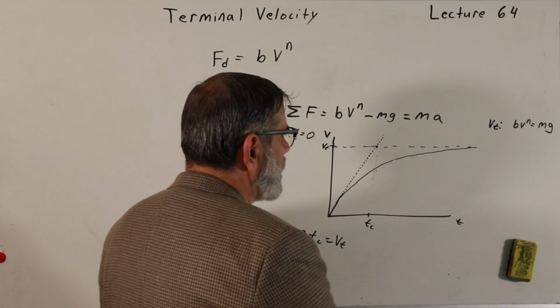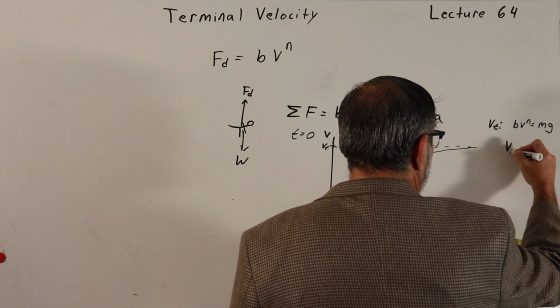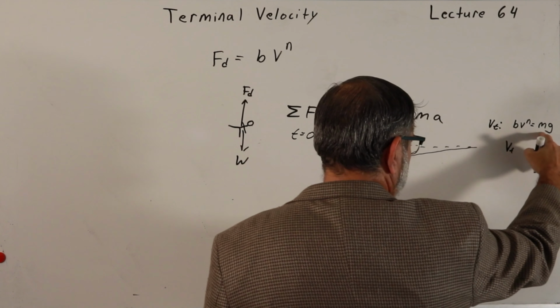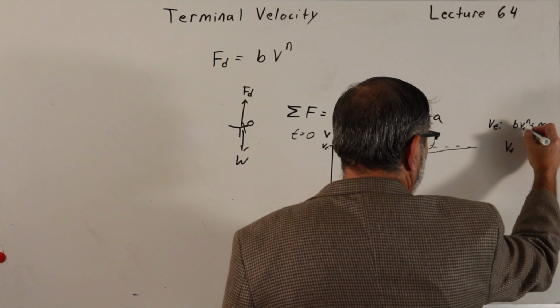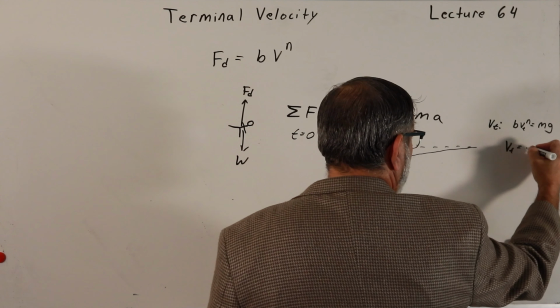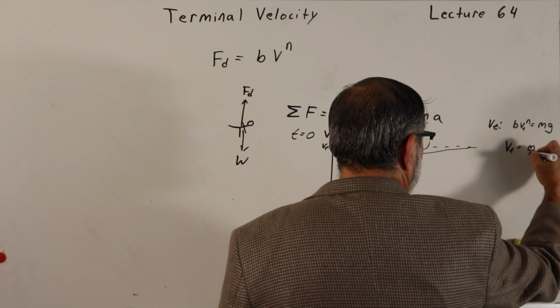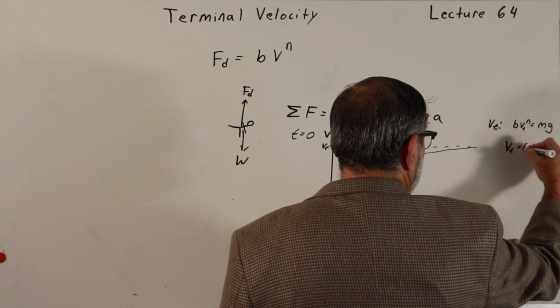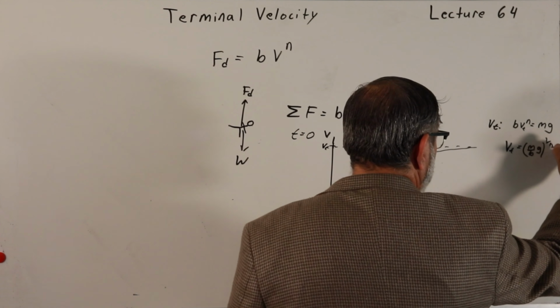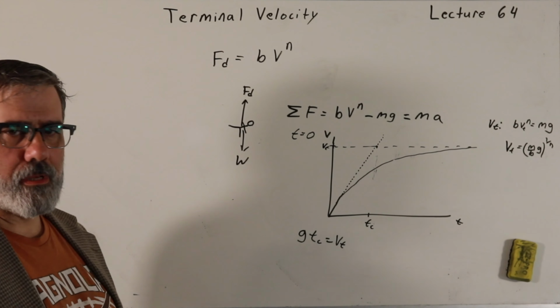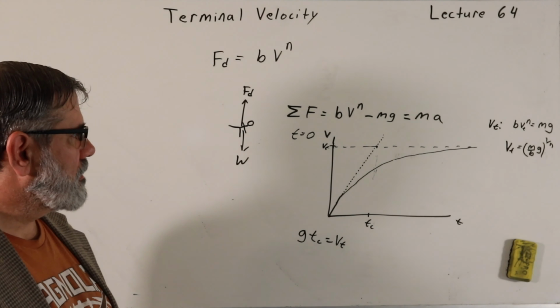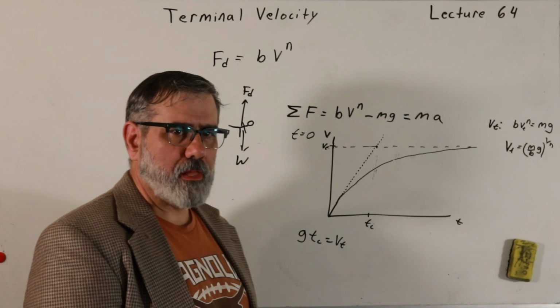And I could solve for the terminal velocity over here, right? And say that v t, because this is the condition when it's set, so this is really v sub t. v t will equal m over b times g, and we'll take the nth root of that. Since b v is raised to the nth power, we're going to take the nth root, okay? But characteristically, that's what's going on, okay?